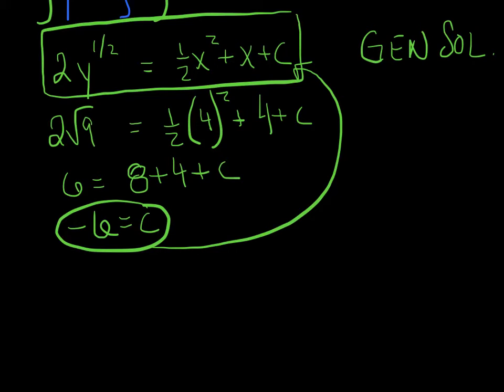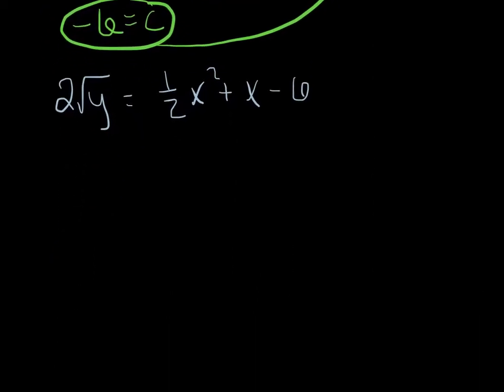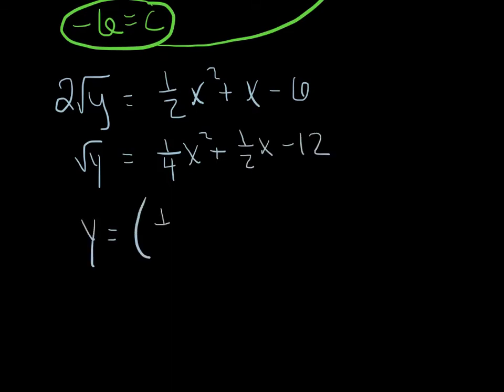And so we've got 2 radical y equals 1/2 x squared plus x minus 6. And all we're going to do is divide everybody by 2 and then square both sides. Nothing real profound here yet. So hopefully you're feeling pretty good. 1/4 x squared plus 1/2 x minus 12, and y equals that entire quantity squared.